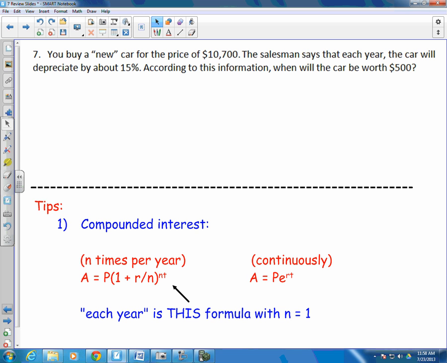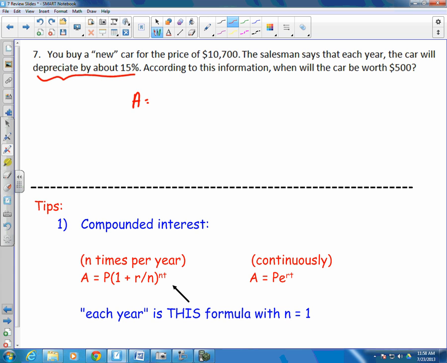So it says you buy a new car for the price of $10,700. The salesman says that each year the car will depreciate by about 15%. I chose this one because your rate is actually negative. When you talk about percents, 15% is 0.15. So in any case, I know I'm going to use this problem.